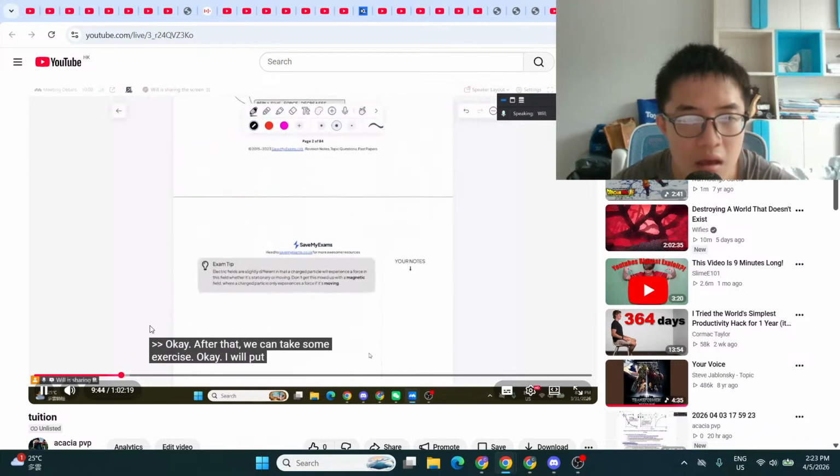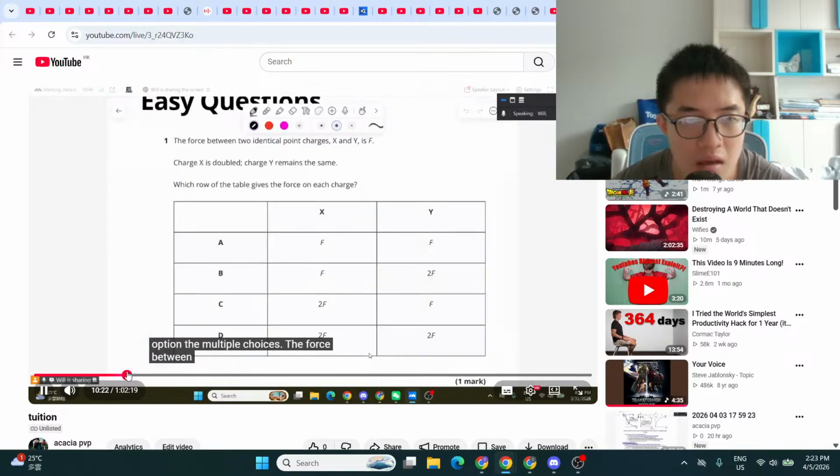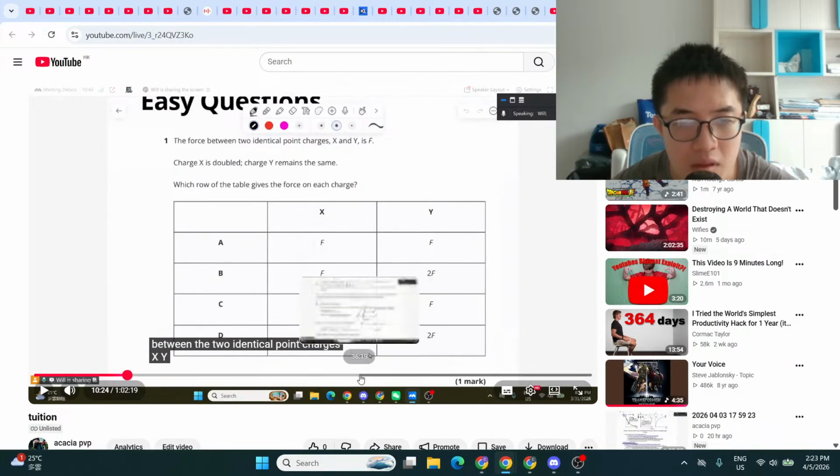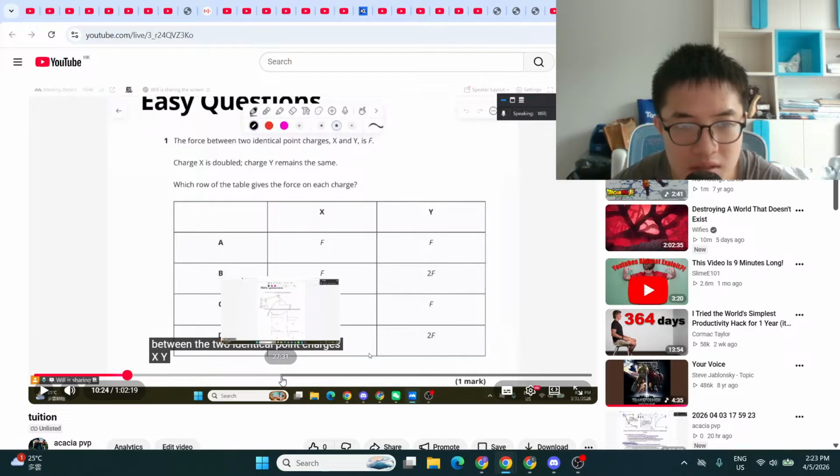Okay, I will put it up. Wait for a second. Between the two identical point charges x, y. Now we can get to this point.